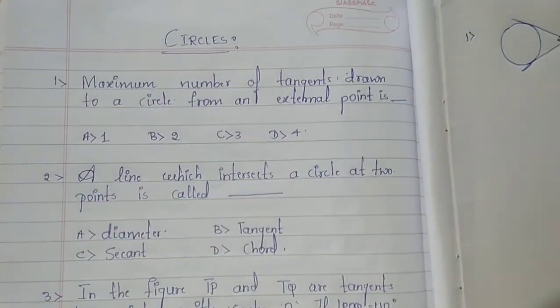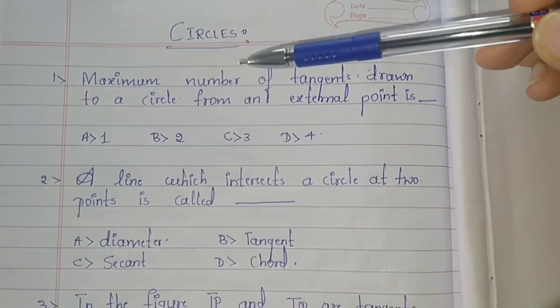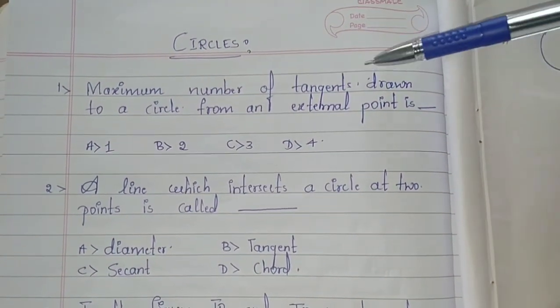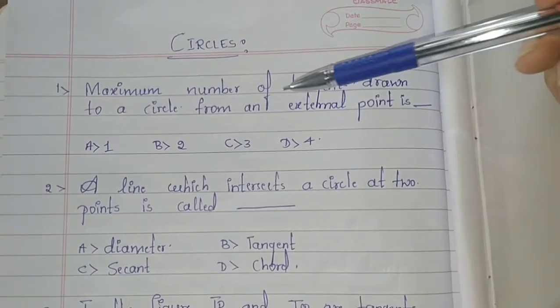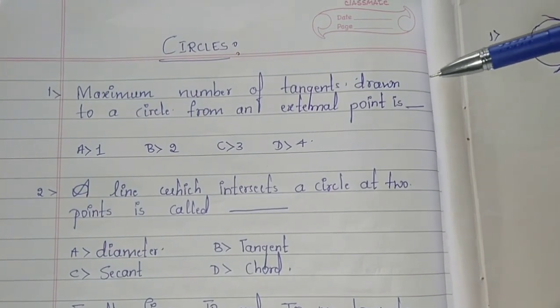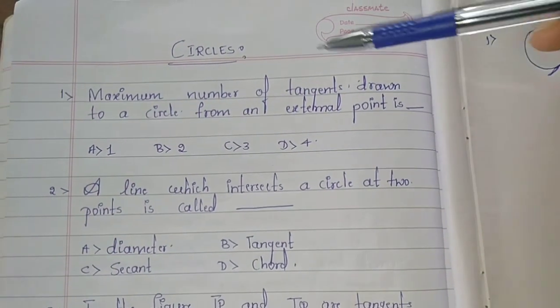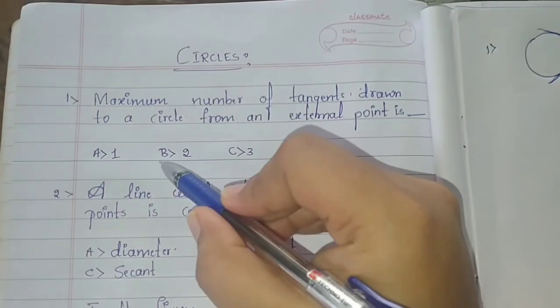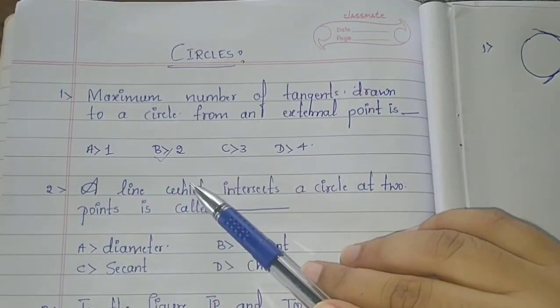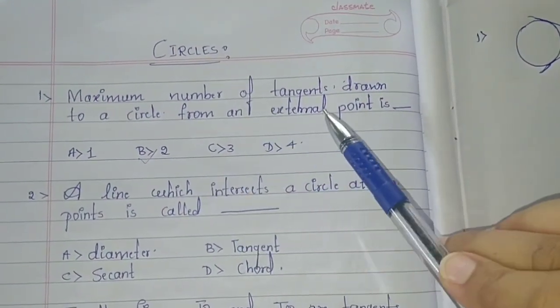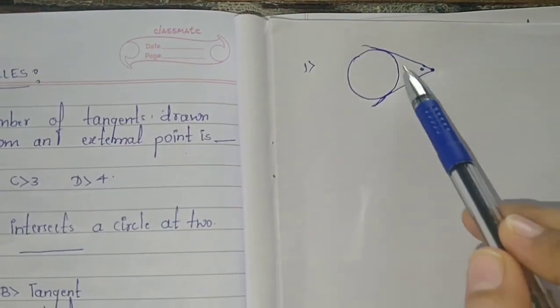Now let us see the first question: the maximum number of tangents drawn to a circle from an external point is dash. The correct option here is option B, that is, two tangents can be drawn to a circle from an external point. Now you can see this figure.